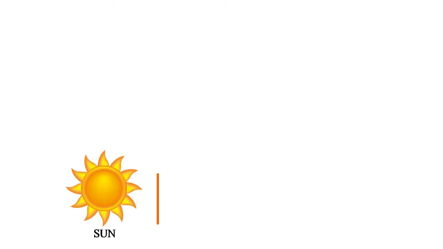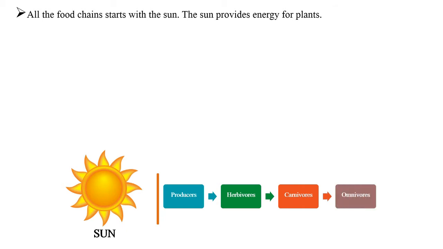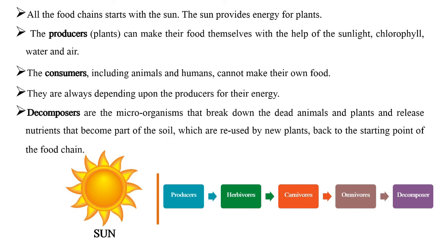The sun. Here is the systematic representation of food chain. All the food chains start with the sun. The sun provides energy for plants. In the food chain, the next are producers, herbivorous, carnivorous, omnivorous, and the last are decomposers.